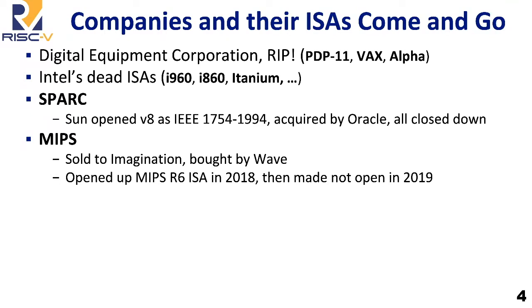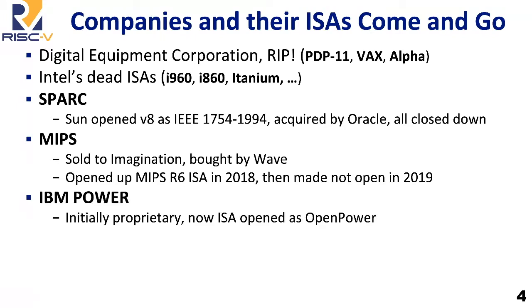Interestingly, in 2018, they said they were going to open up the MIPS ISA, make it open, but then they closed it up again in 2019. And now MIPS is in very big trouble. Not quite sure what will happen to MIPS. IBM Power, this is IBM's proprietary instruction set, but they've now opened this up as OpenPower. And they've gone through various stages of how open this is.